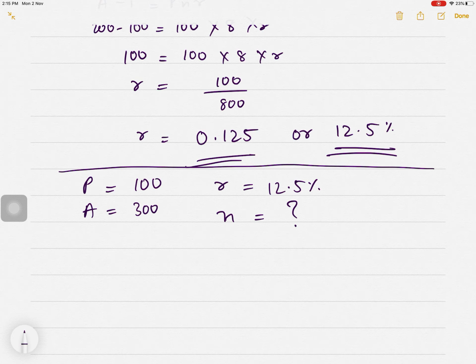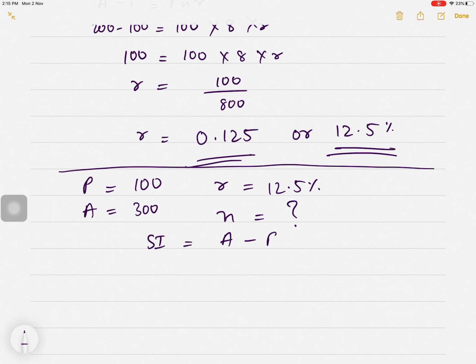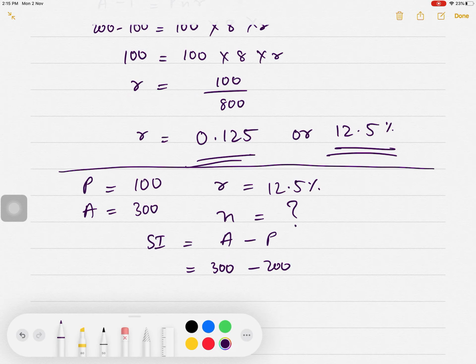Okay. Now, same way, simple interest is amount minus principal. Amount minus principal is interest, right? So, amount is 300, principal is 100.